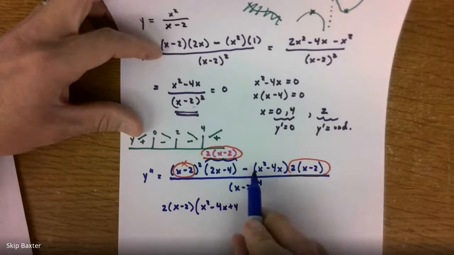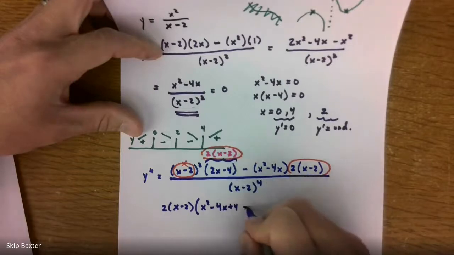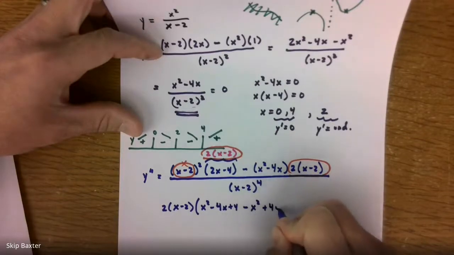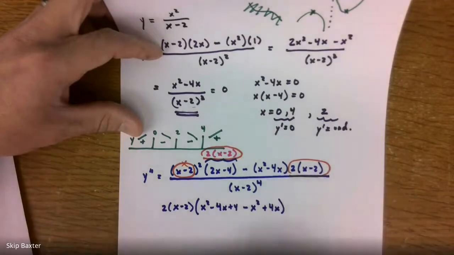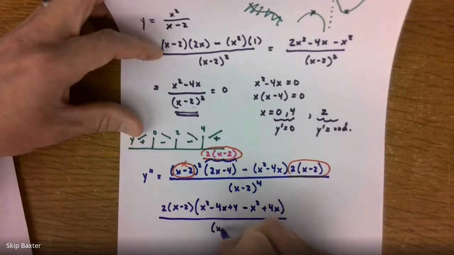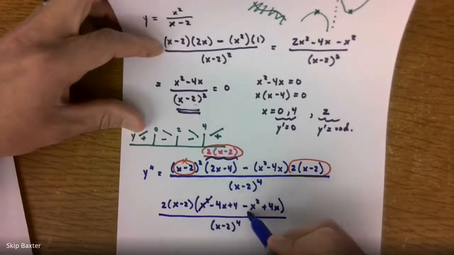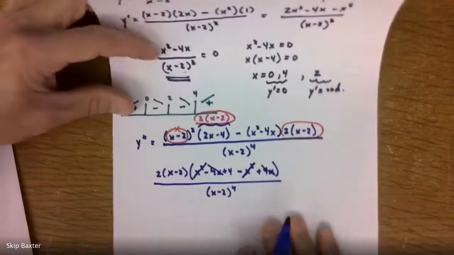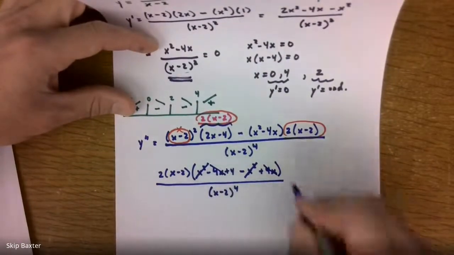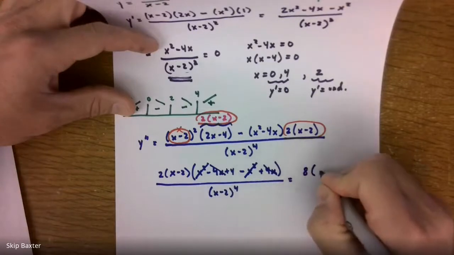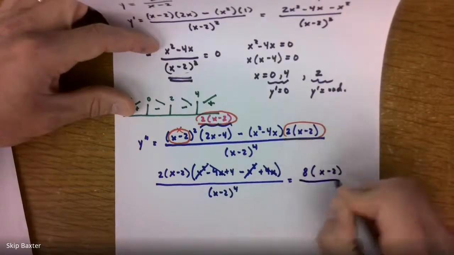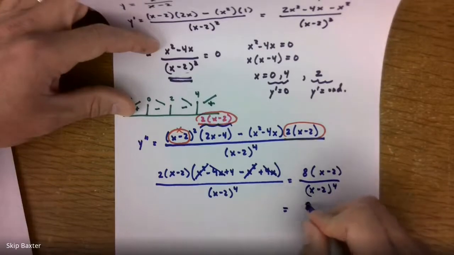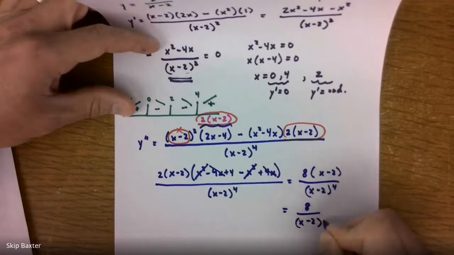And what's left on this side is the minus this stuff. So it's minus x squared plus 4x. Cool? Now, this is nice because the x minus 2's cancel, the 4x's cancel, and I just have that, right? So this is really just 4 times 2. This is 8 times x minus 2 over x minus 2 to the 4th. And those can reduce. This is 8 over x minus 2 cubed.